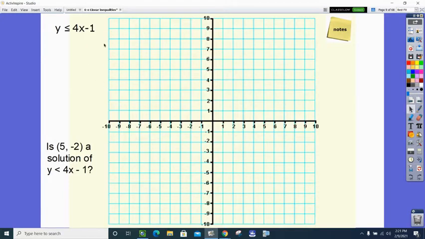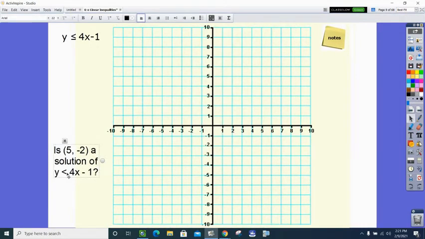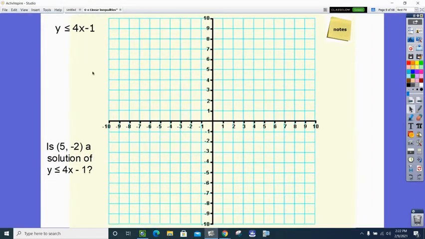Okay, so the first thing we're going to do right now is I'm going to ask you to graph this one, and we're going to answer the question, once you finish graphing this inequality, is 5, -2 a solution of this inequality? And I apologize, that should be a less than or equal to. So I'm going to fix that. And you're going to start by going ahead and graphing this one. And the question is going to be, is this good or not?